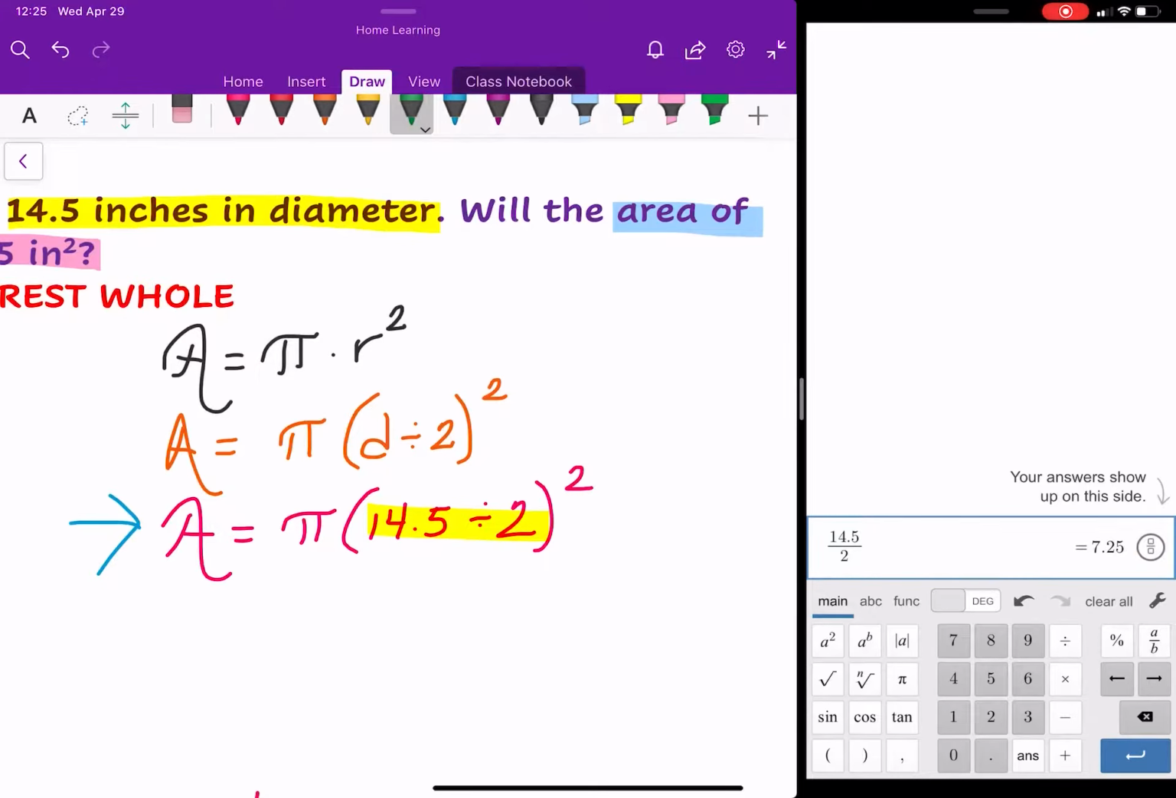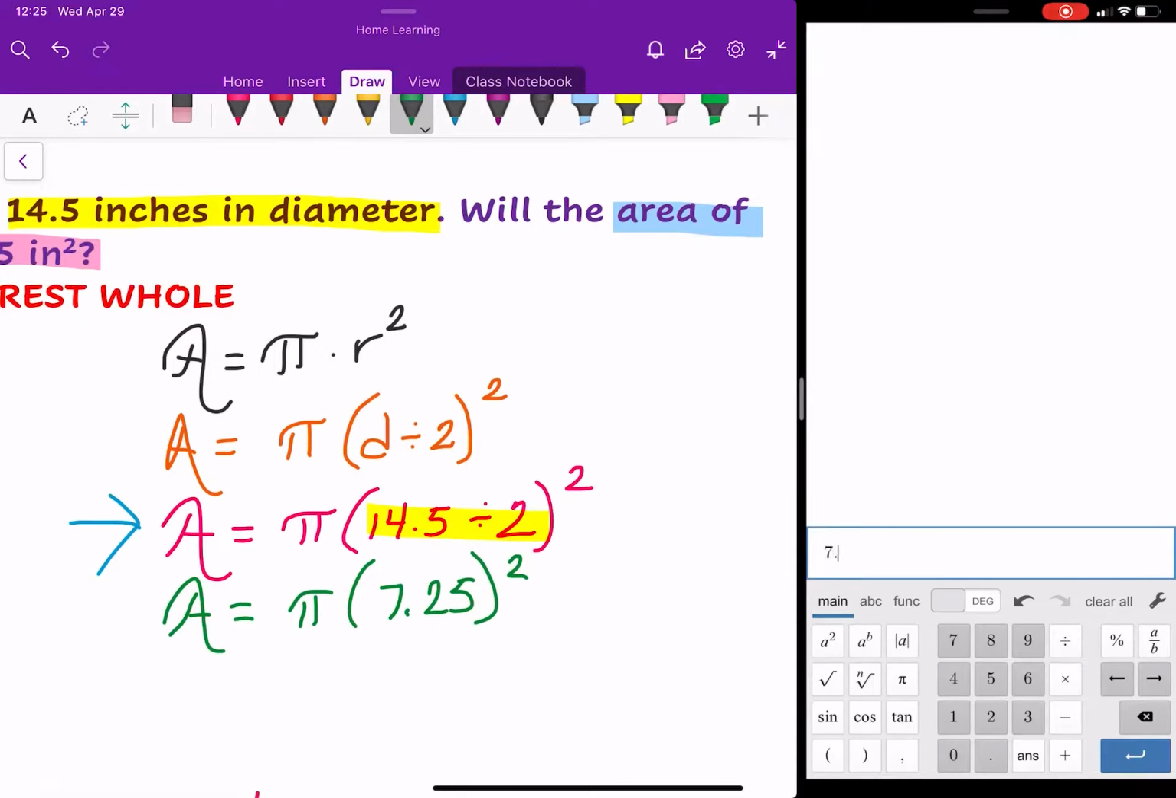I'm going to go ahead and rewrite this. A equals pi times 7.25 squared. There's my radius. Now I'm going to square that out. So we got 7.25 squared, and I'm going to write that too. I like to write every number I get because it keeps me on track. So we got pi times 52.5625.